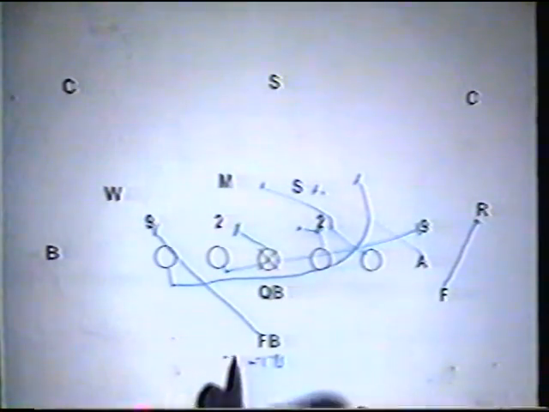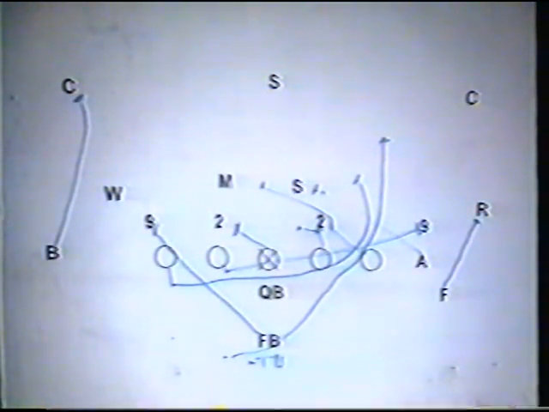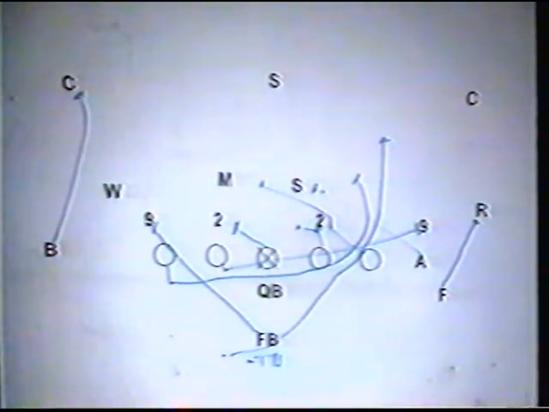Tailback's going to cross over and step with his left foot, and he's going to hit it tight as he can right here again, and then run to daylight. Split end's going to block the corner. And this is our GT play that we run versus the 4-4 look on defense.